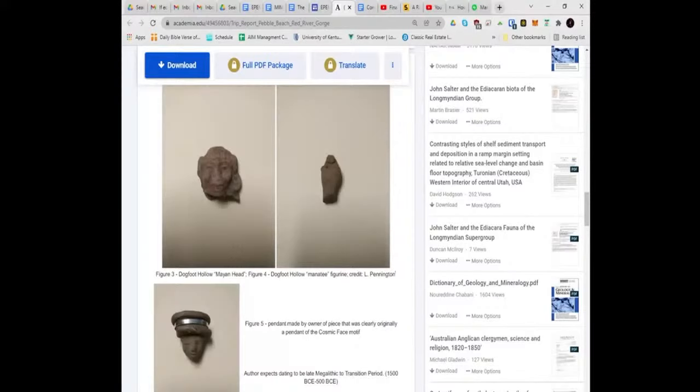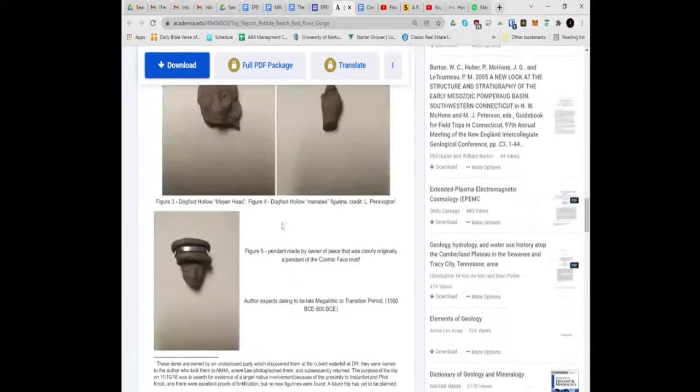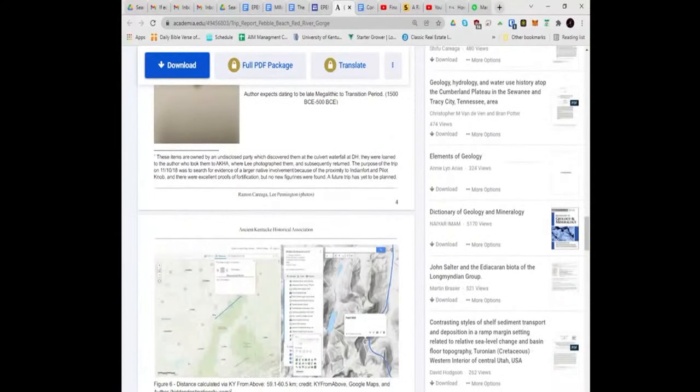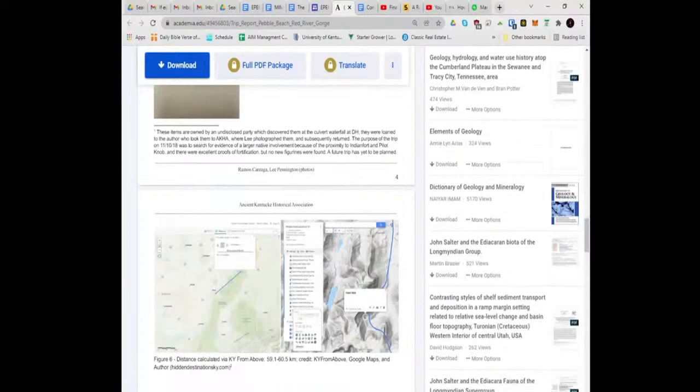What are Roman coins doing up and down the Ohio River? Well, that's a lot easier to explain than why this Olmec piece or Mayan head or whatever it is up here in Kentucky. Yeah. Roman sword was found on Oak Island. Mm-hmm. Yeah, played that.